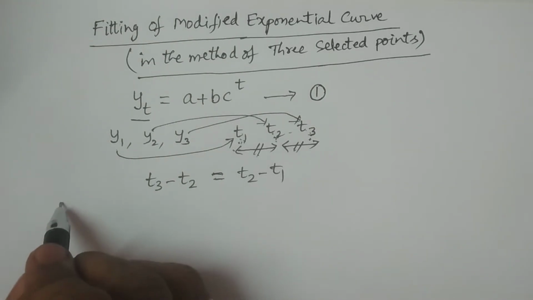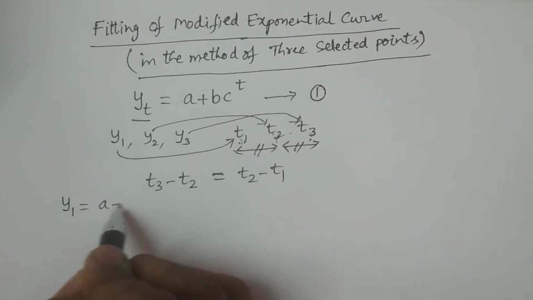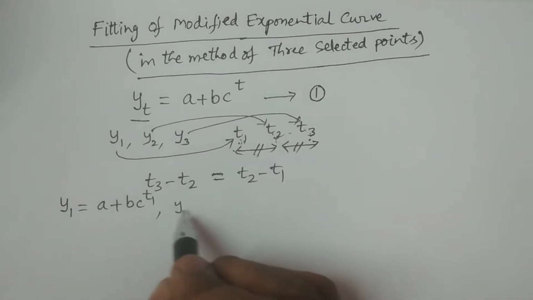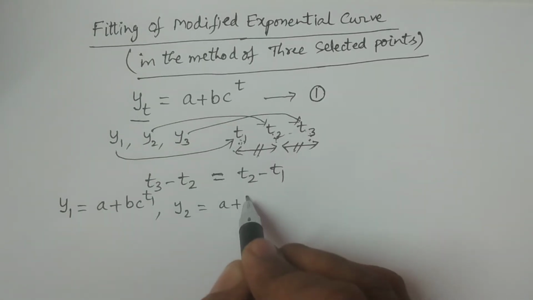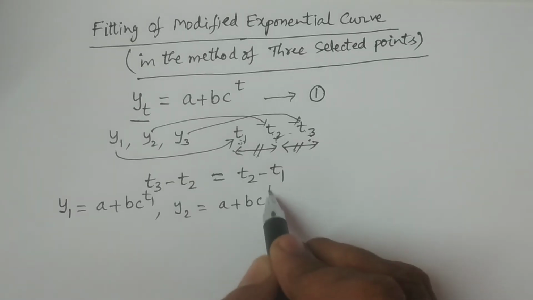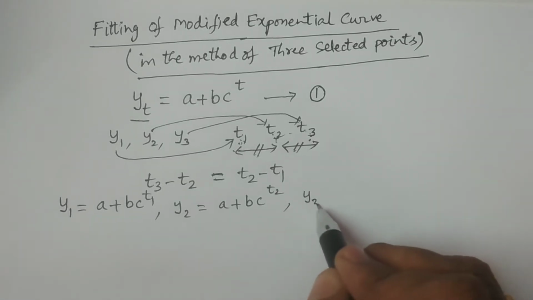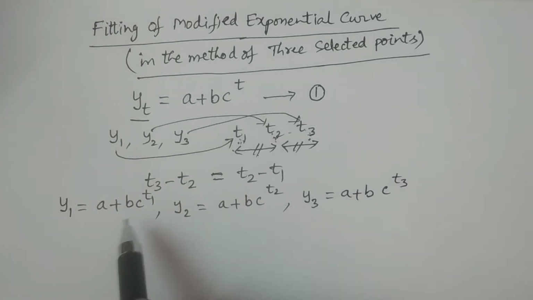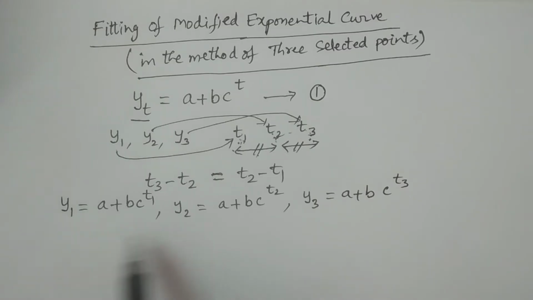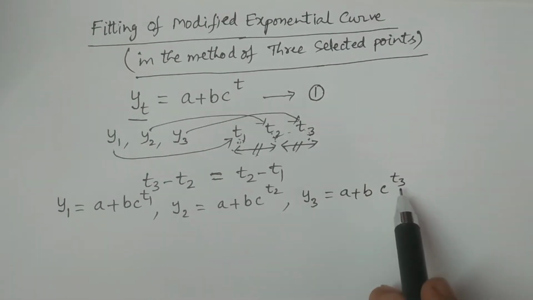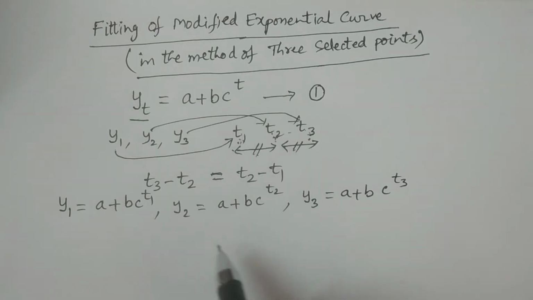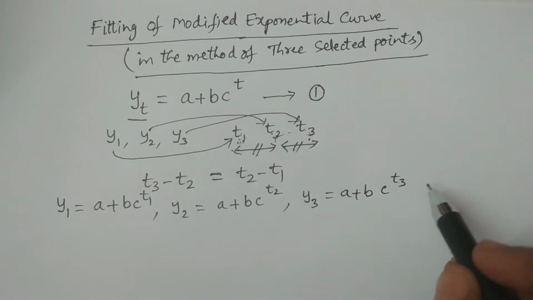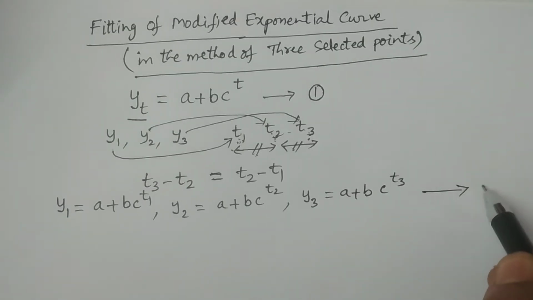Now, what is y1? y1 is equal to a plus b into c power t1, y2 is equal to a plus b into c power t2, and y3 is equal to a plus b into c power t3. So at the time period t1, this is y1. At the time period t2, y2. At the time period t3, y3. So these are the modified exponential curves at the time periods t1, t2, t3, respectively. Right? For this, I am considering equation 2.